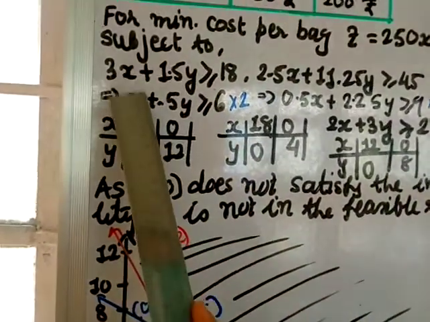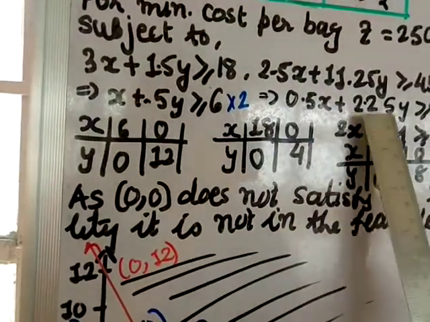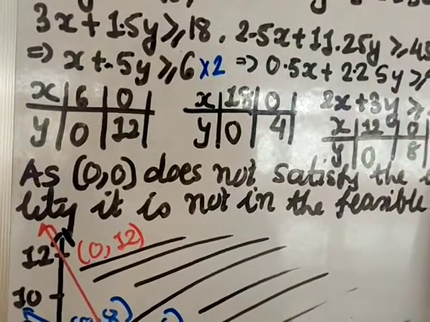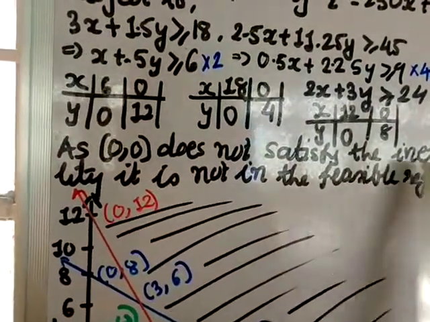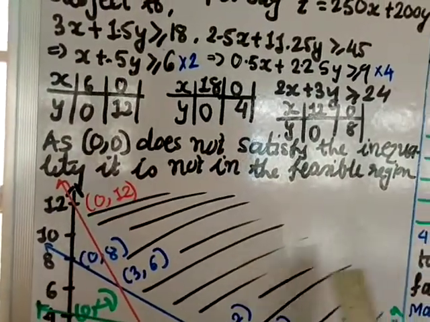Now if I put 0, 0 here, 0 greater than or equal to 6 is not true. Here 0 plus 0 greater than or equal to 9 is not true. Here 0 plus 0 greater than or equal to 24 is also not true. Therefore, as 0, 0 does not satisfy the inequalities, it is not in the feasible region.